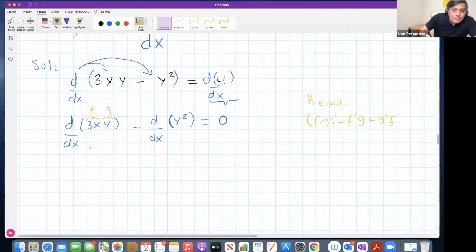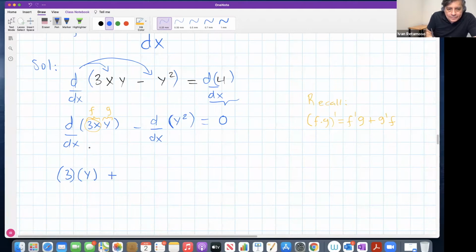All right, so let's do that carefully here. I have to start by taking the derivative of this guy, the derivative of f, the derivative of 3x. What is that? Well, the derivative of 3x is just 3, the usual derivative. Now I have to multiply that by the function g as it is, it's a y, so this times y.